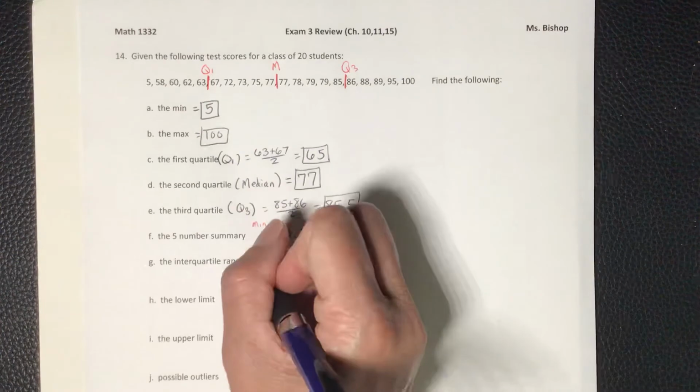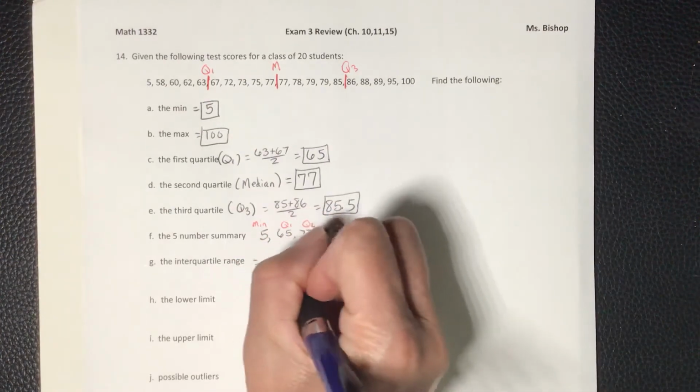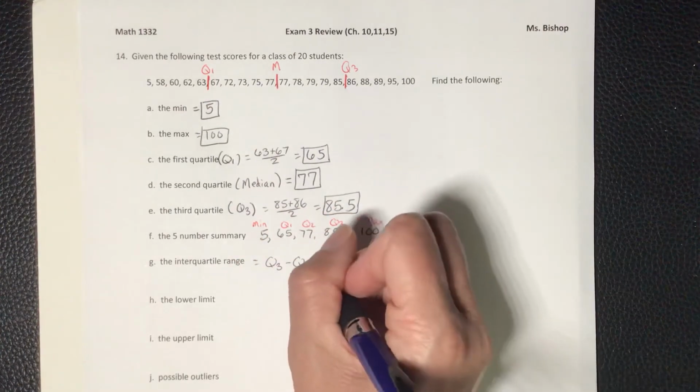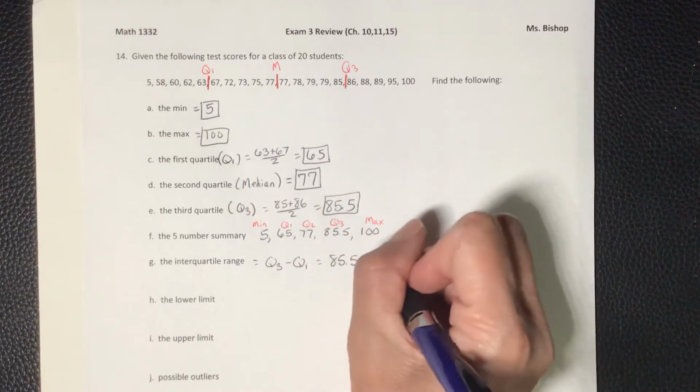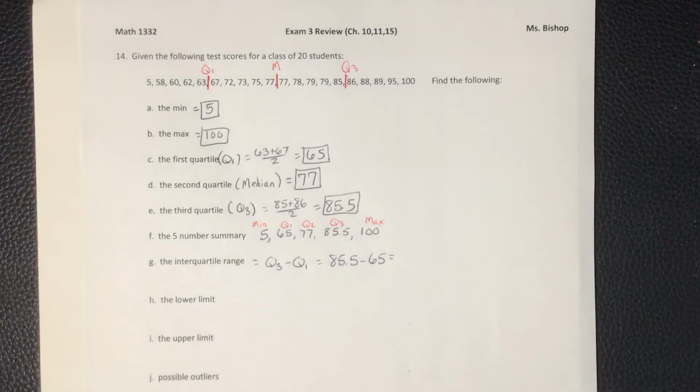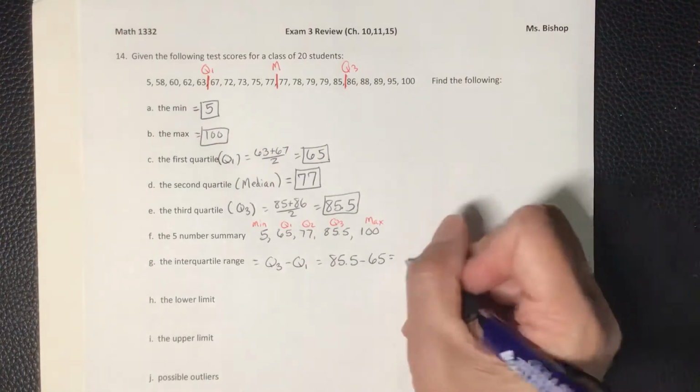Next we have the interquartile range, that is Q3 minus Q1. So Q3 was 85.5, Q1 was 65, and that comes out to be 20.5.